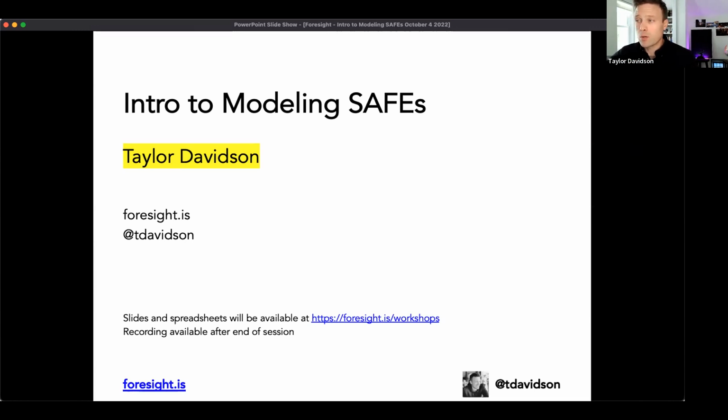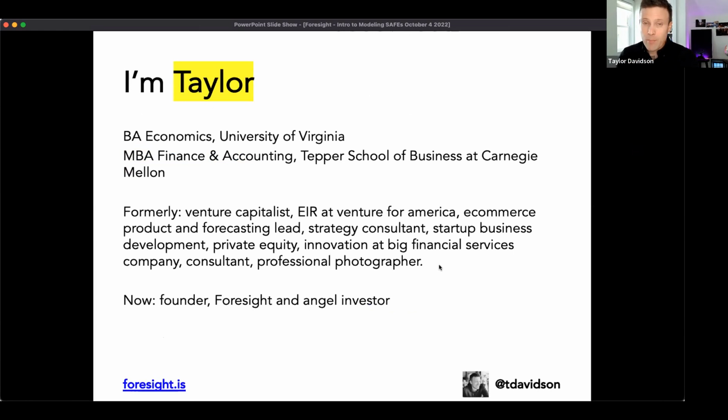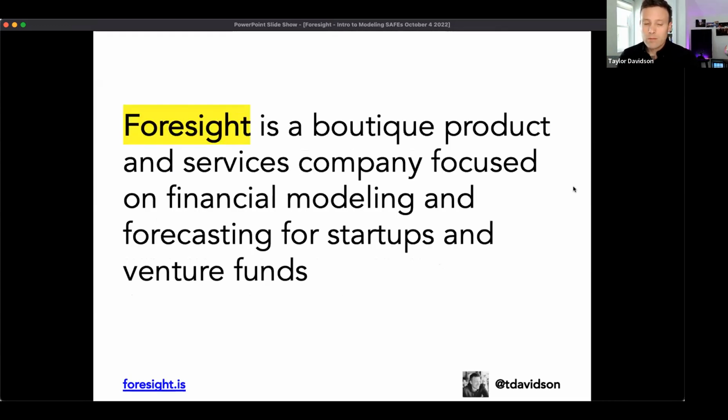Let's get going. My name is Taylor. I have a BA in economics from University of Virginia, and I did my MBA in finance and accounting from Tepper School of Business at Carnegie Mellon, neither of which taught me any of this stuff. We all have to learn later. I used to work as a venture capitalist, as a venture investor in residence for Venture for America, ran product and forecasting for an e-commerce company, and done a bunch of other things. For the last 5 years, I've run Foresight full time. Foresight is a boutique product and services company where I focus on financial modeling and forecasting for startups and venture funds.